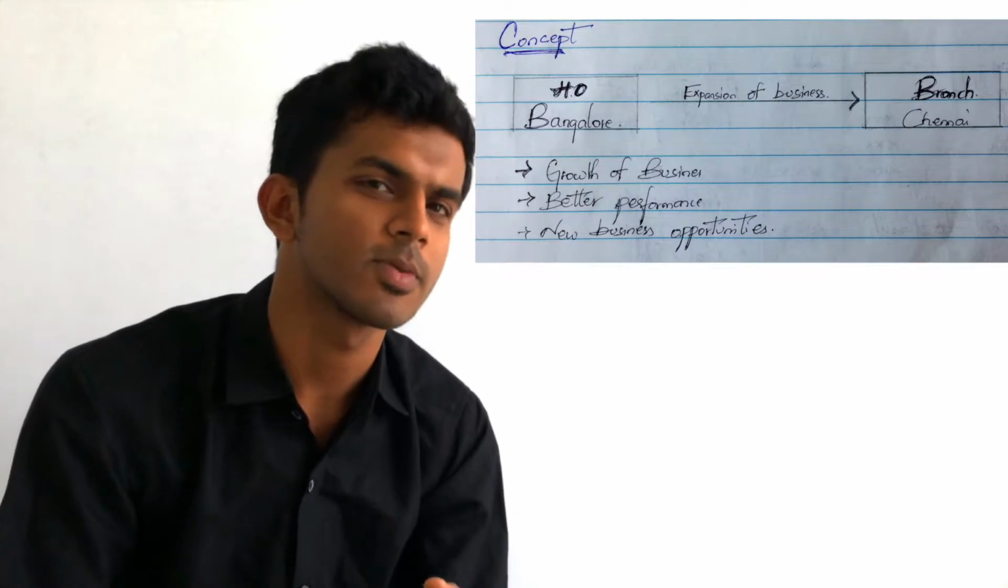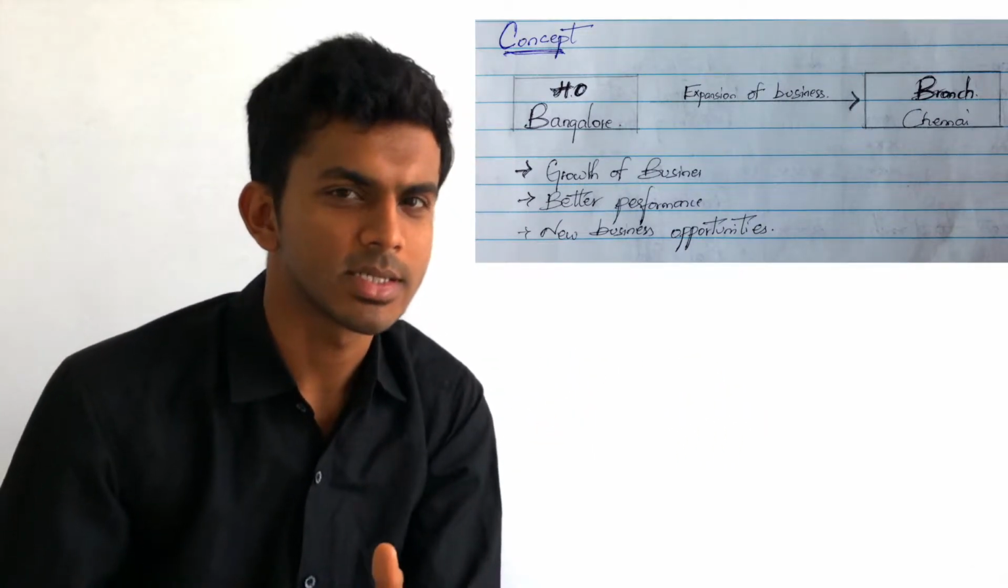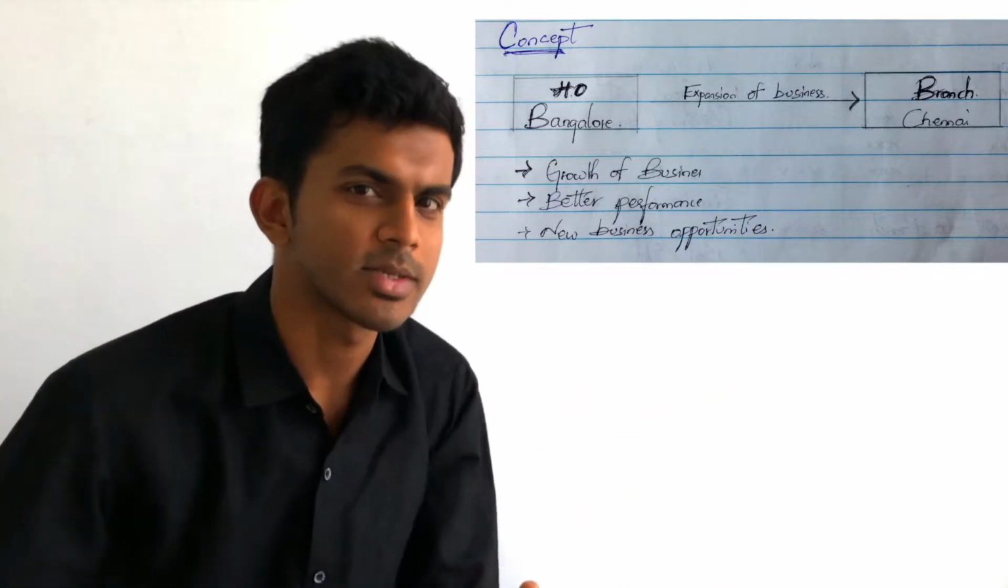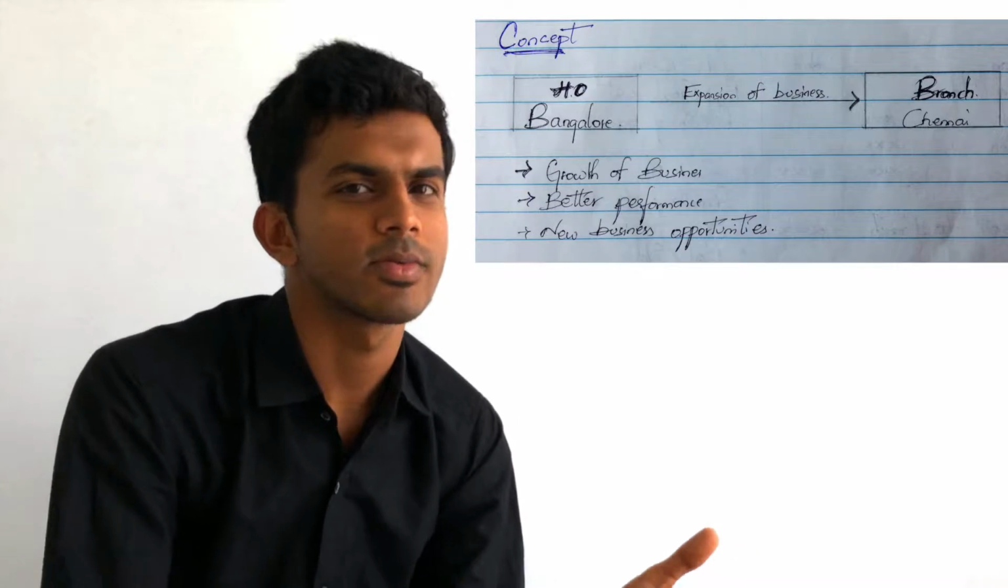So let's start with the concept of branch accounting. What exactly is this? It's just a business having its operations in another place. Let's say there is a business in Bangalore and they're doing well there. They want to expand to a new place, like they might have seen new opportunities there. Let's say they want to go to Chennai. So they'll start another office in Chennai and start doing business there as well. So now Chennai is the branch office and Bangalore will be the head office.